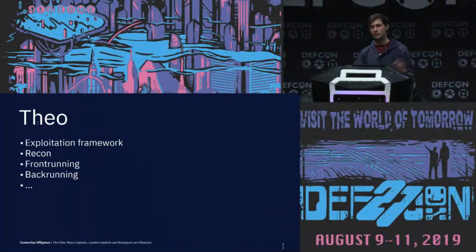So the next tool is Theo. Theo picks up where Karl left off. So Karl just generates a list of contracts, but Theo can actually exploit them. So it is kind of an exploitation framework because it helps you do some kind of recon. You can check some things on the mainnet. You can run the exploit. And we also have some features that are front-running, back-running, or sandwiching transactions, and I'm going to go into detail about that.